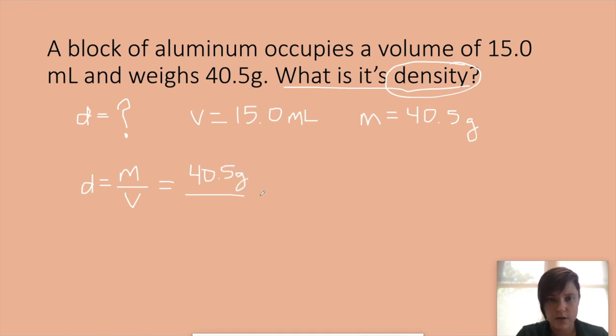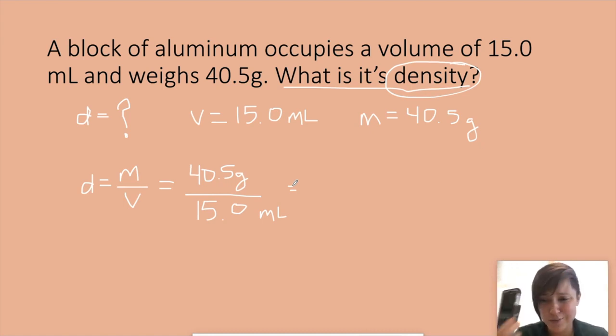40.5 grams. And then we need our volume here, which is 15 milliliters. And then we just type that into our calculator. So my calculator needs new batteries. I'm just using my phone calculator. Type that in, 40.5 divided by 15. And that gives us 2.7. This is 2.7 grams per milliliter.